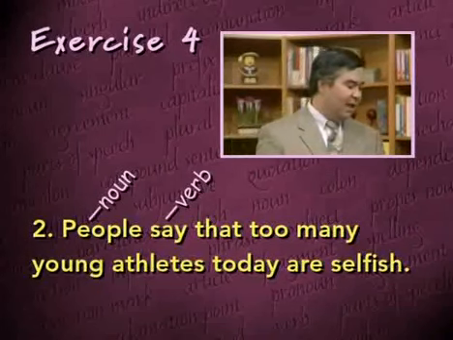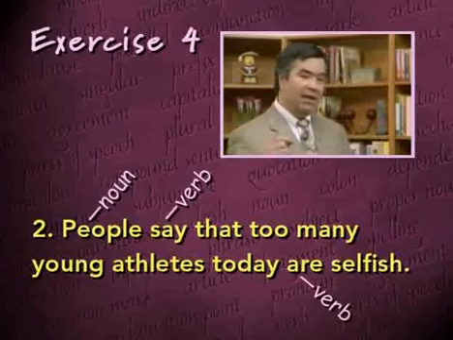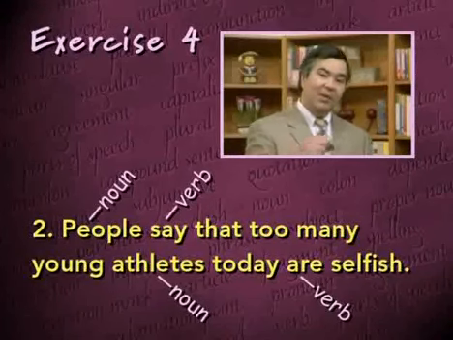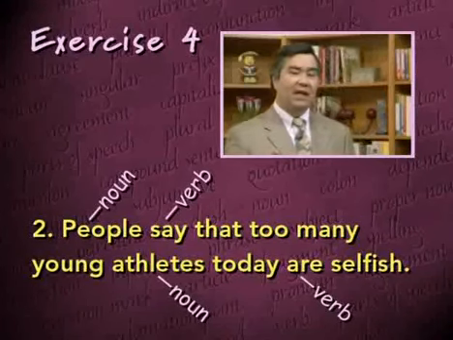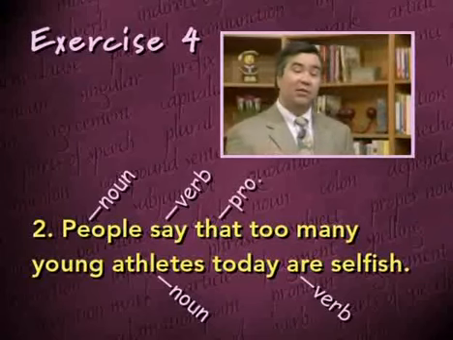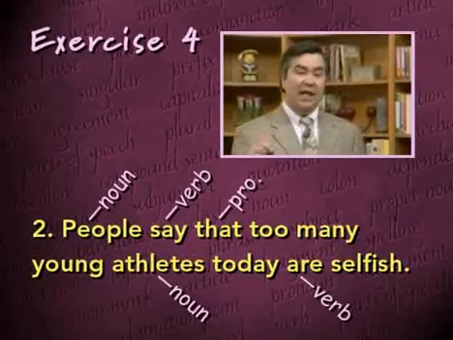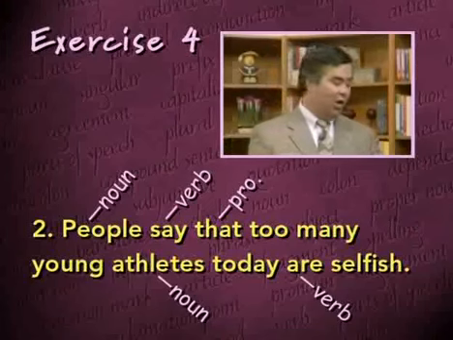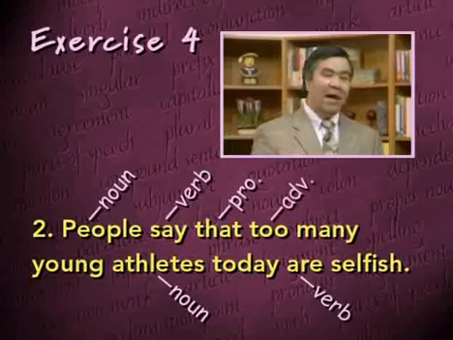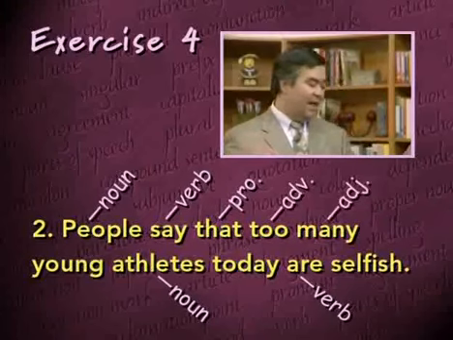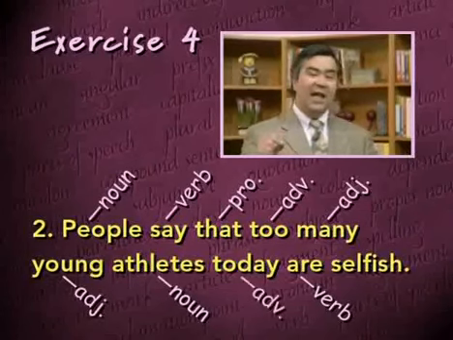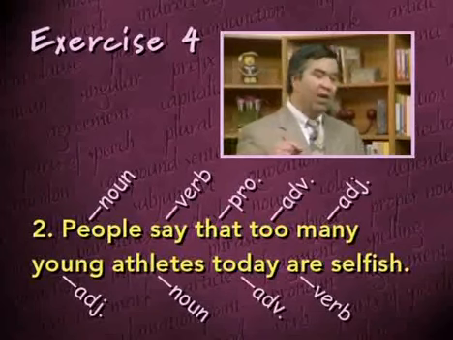The second verb is are, which is a verb of being near the end of the sentence, and its subject is the noun athletes. Now we can fill in the other words, now that we've identified the verbs and their subjects. The word that is a pronoun. Technically, it's known as a relative pronoun, and what it's doing is introducing a subordinate clause. So that is a pronoun. Too is an adverb modifying the adjective many. Young is another adjective modifying athletes. And today is an adverb which modifies the verb are.